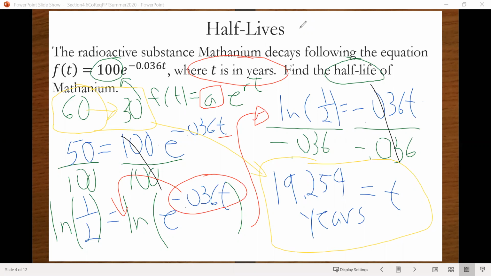So again, half-lives are kind of constant. It doesn't matter what amount you start with. The amount of time it will take to get to half of that amount will always be the same.